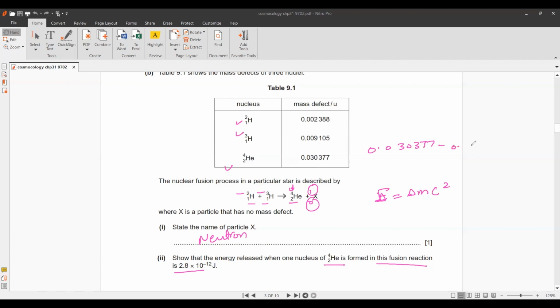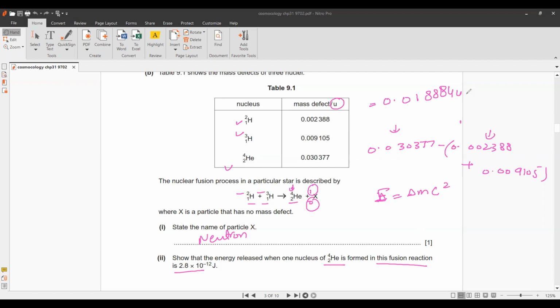0.030377 minus 0.002388 plus 0.009105. We will place these in a bracket, because that is the mass of the nucleons together and the mass of the nucleus. What is the value of m coming out? And it's in unified mass units, so we will multiply it by 1.6 into 10 to the power minus 27 to get the value. What's the value coming here? The value of m is 0.01884.